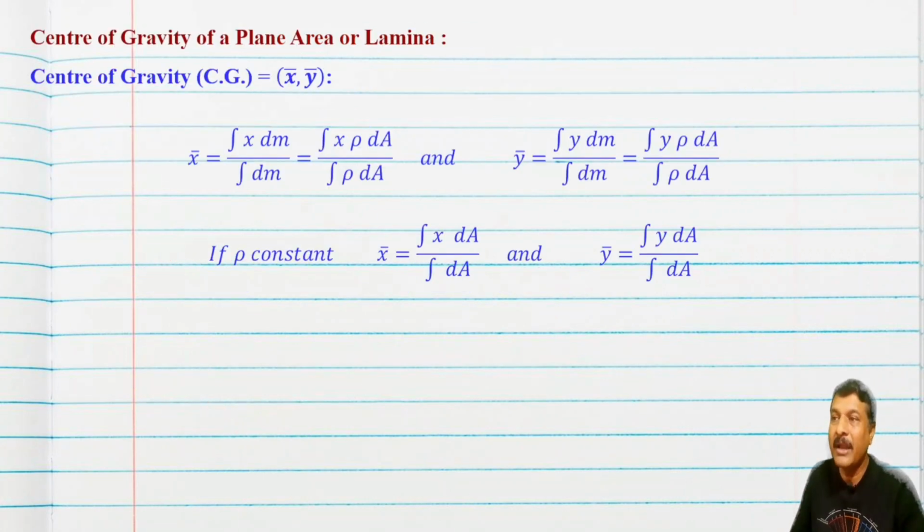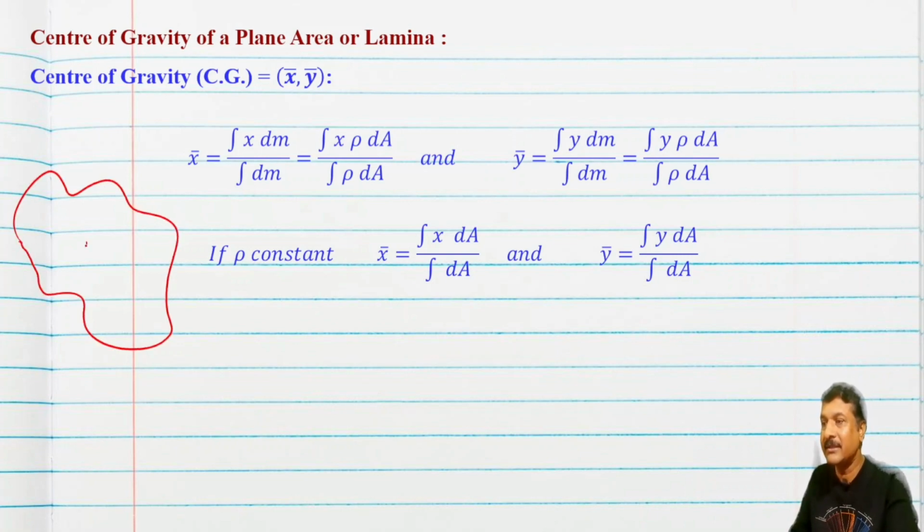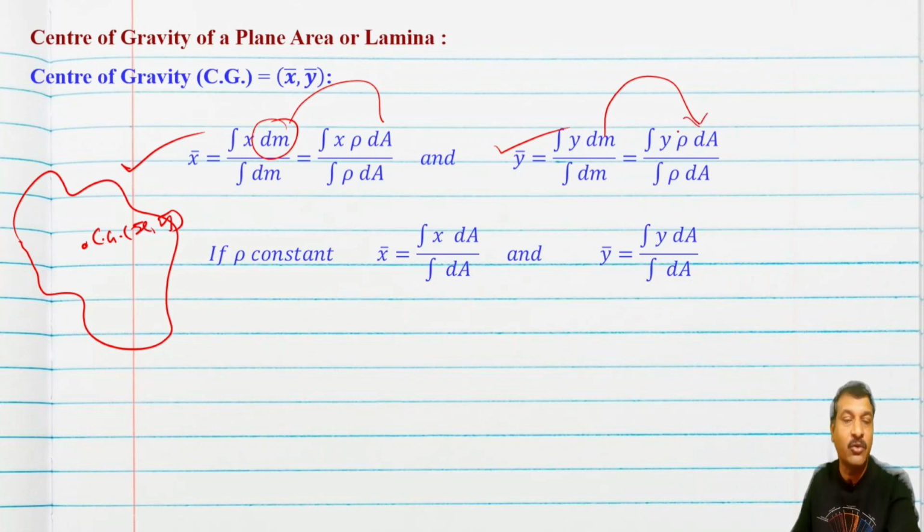Suppose I want to extend this for the area or plane. So center of gravity of a plane, area or lamina. It means suppose the plane lamina is like this, and here the center of gravity is supposed to be CG, x bar, y bar. So I will consider this one. But note that this dm changes to rho dA, and if rho is constant, rho cancels, and I will get this one.